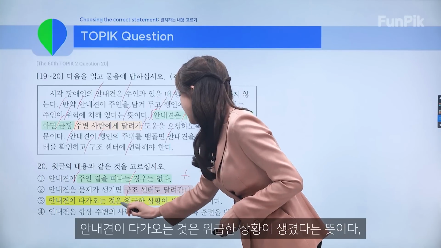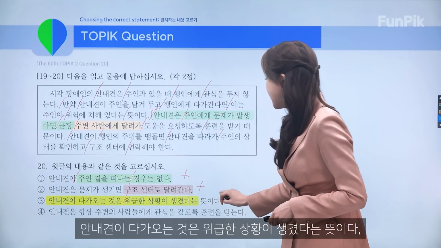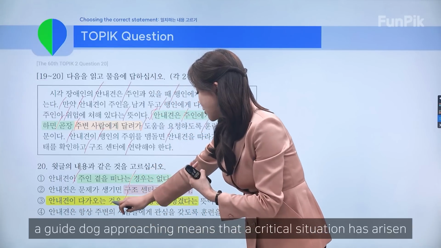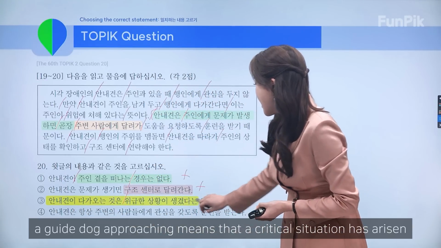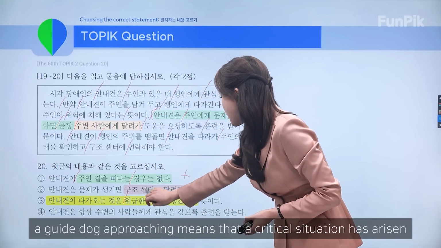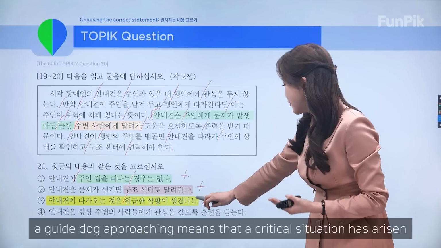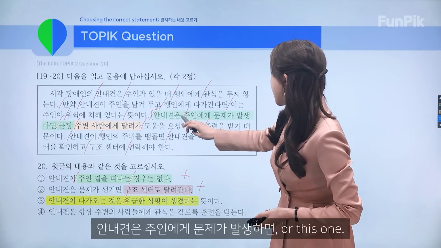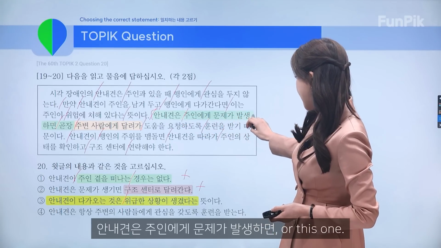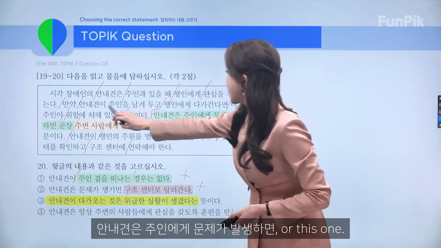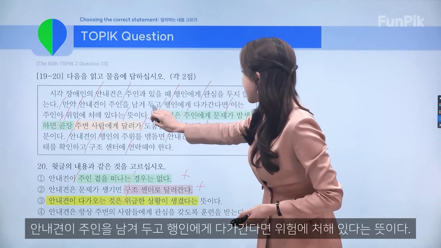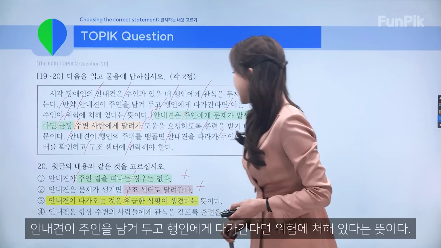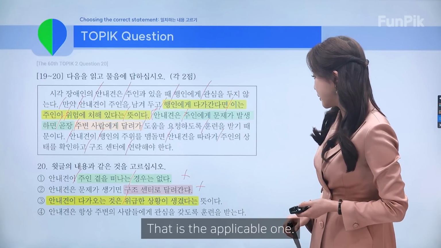안내견이 다가오는 것은 위급한 상황이 생겼다는 뜻이다. A guide dog approaching means that a critical situation has arisen. Well, let's have a look. 안내견은 주인에게 문제가 발생하면 or this one. 안내견이 주인을 남겨두고 행인에게 다가간다면 위험에 처해 있다는 뜻이다. So that is the applicable one.